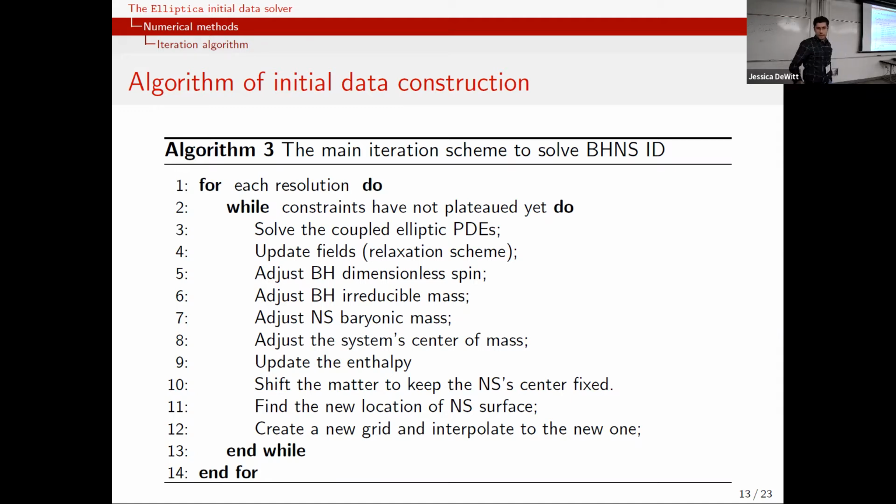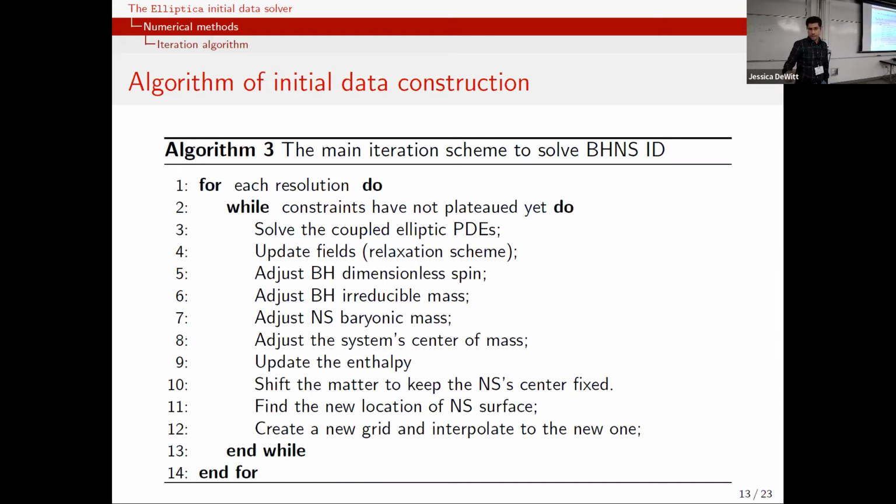So the idea is that we first solve the elliptic equation, we update the fields in a relaxed fashion, then we adjust the black hole spin, and then we adjust the mass of the black hole, we adjust the neutron star mass, and we adjust the center of mass. These are the other things that we should do because we want to have zero ADM linear momentum. When we want to extract the gravitational wave, it's better to have zero momentum. Otherwise, it's going to have some side effect on the extraction of gravitational waves.